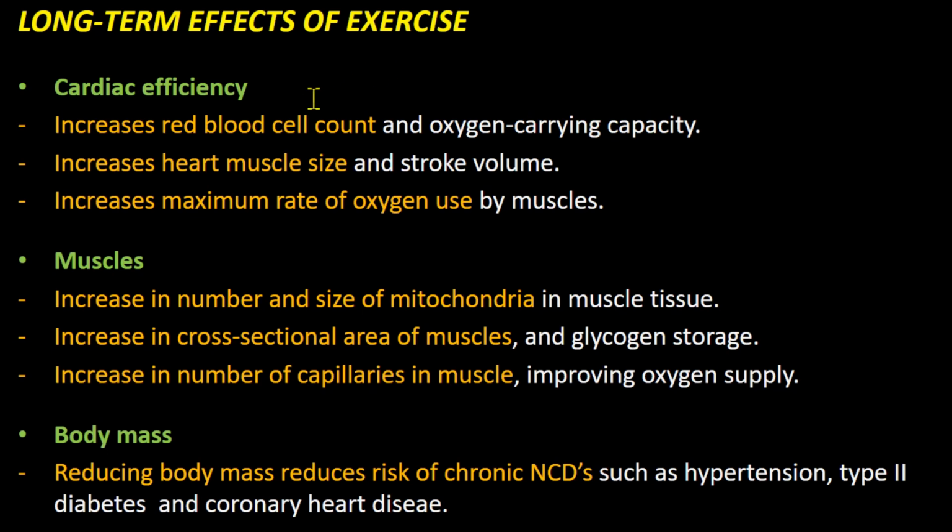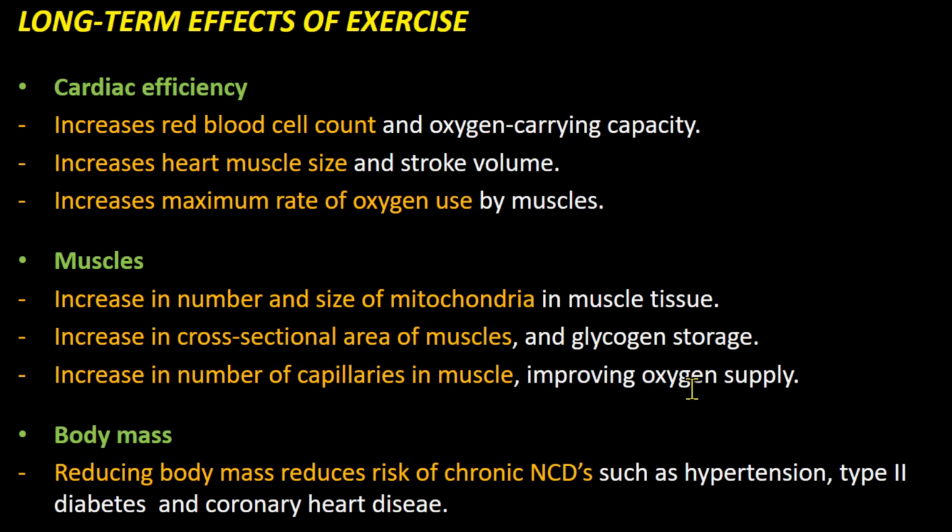So in terms of cardiac efficiency, long-term exercise increases red blood cell count and thus oxygen carrying capacity. It increases the heart muscle size and the stroke volume. More blood can be pumped out per stroke, and it increases the maximum rate of oxygen use by muscles. This is also called the VO2 max value. In terms of long-term effects of exercise on muscles, this could increase the number and size of mitochondria in the muscle tissue, which would of course raise the rate of respiration. It could also increase the cross-sectional area of the muscles and how much glycogen they are able to store. It could also increase the number of capillaries in the muscle tissue, thus improving oxygen supply.